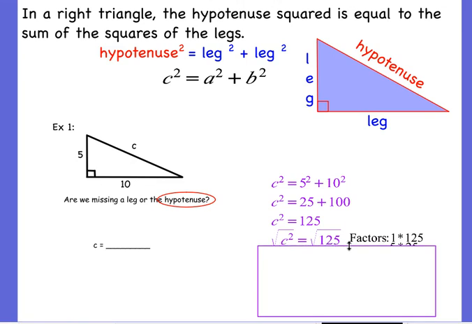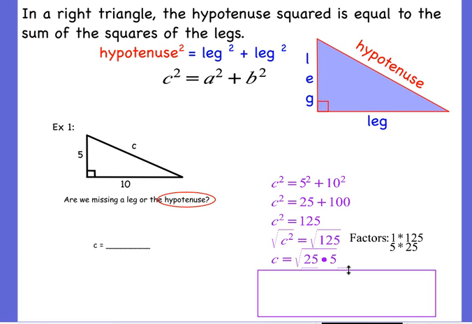Okay, so my factors of 125, 1 and 125. Well, 1 is a perfect square, but it still leaves me with a factor of 125, so that's not very helpful. Now let's look at the other factor. When we divide 125 by 5, we get 25. So I can rewrite this equation. The square root of c squared is just c. And then take the square root of 25 times 5.